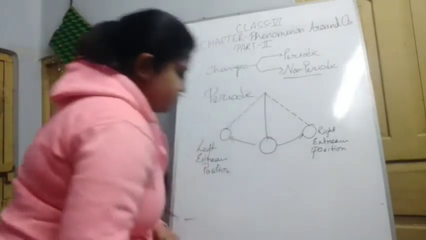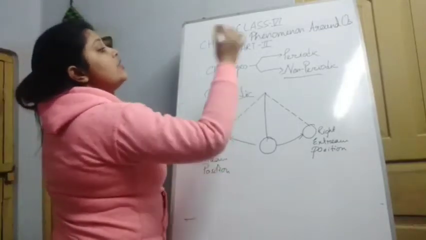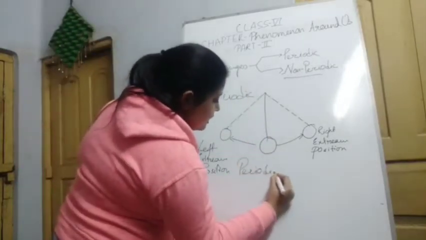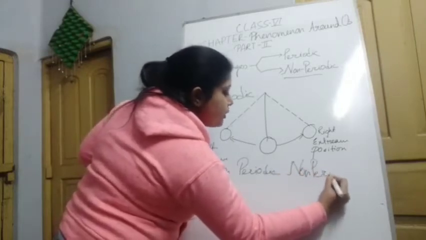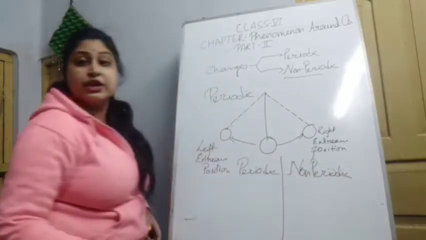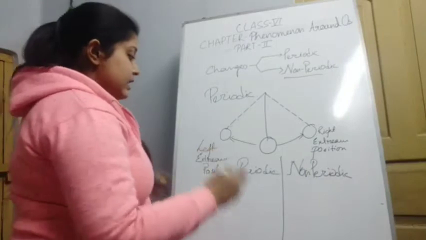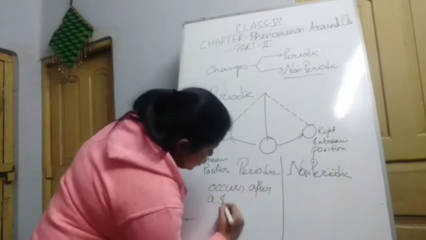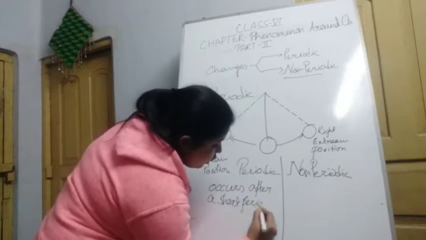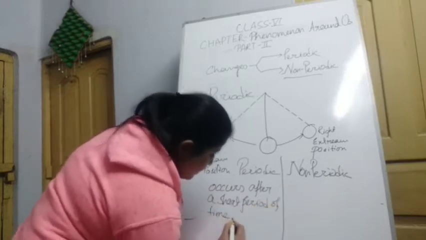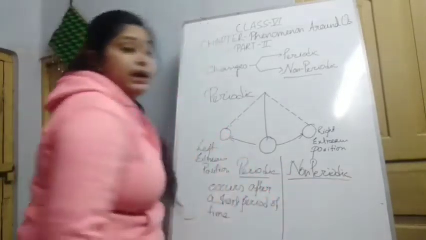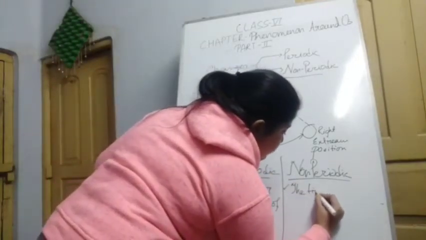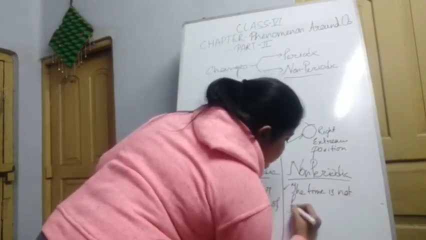So if we talk about the differences between periodic and non-periodic changes, firstly, periodic change occurs after a short period of time. But for non-periodic changes, the time is not fixed. So we can write that the time is not fixed.